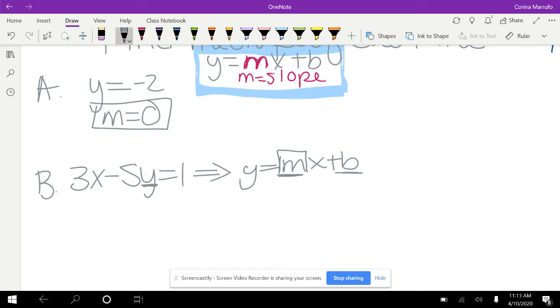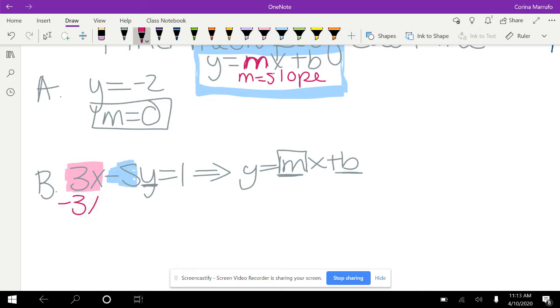In order for us to get the y by itself, we have this negative 5 that's hanging out here with the y. And then we also have this 3x that is hanging out here with the y also. So we need to move the 3x first before we move the negative 5. So we're going to take this 3x and we're going to subtract it. What we do to one side, we have to do to the other side.